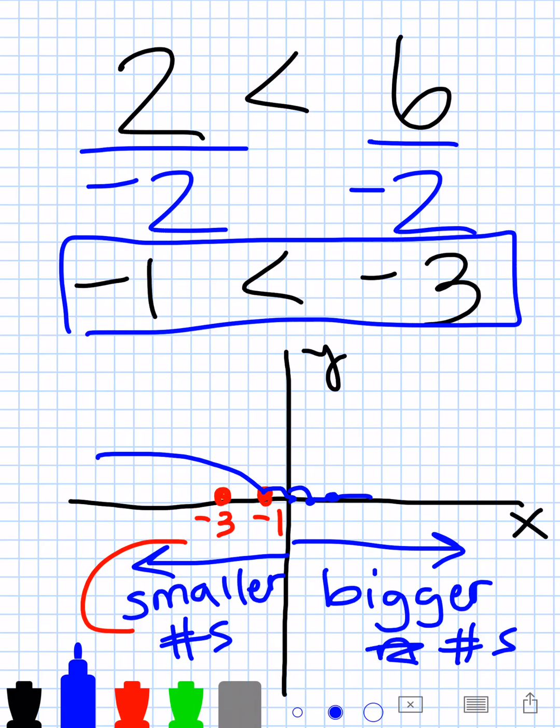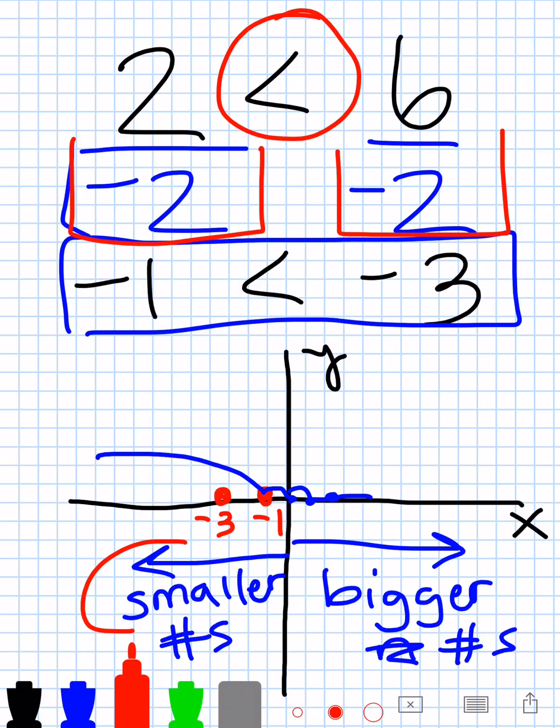So again, if you divide by a negative number, and in this case, we divided by a negative 2, you have to flip the original inequality symbol. Our symbol was originally less than. So to keep this inequality true, we must flip this symbol to make it greater than. So now our statement, negative 1 is greater than negative 3, is a true statement.